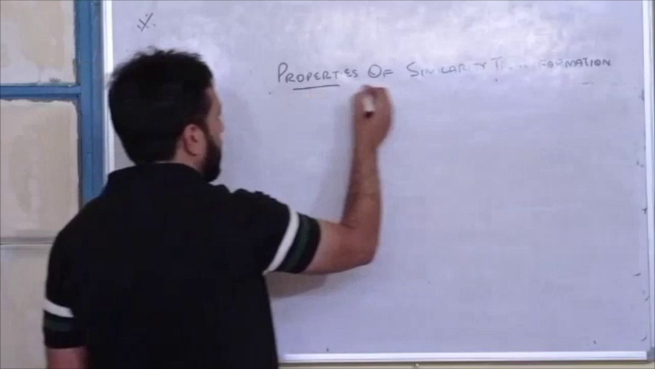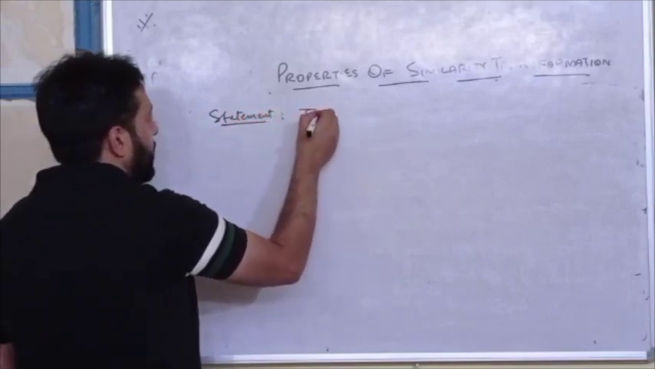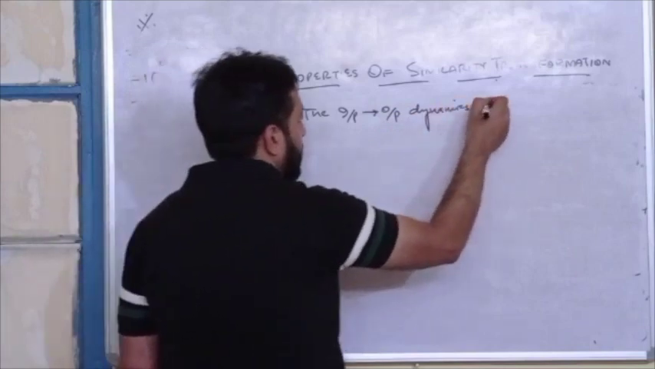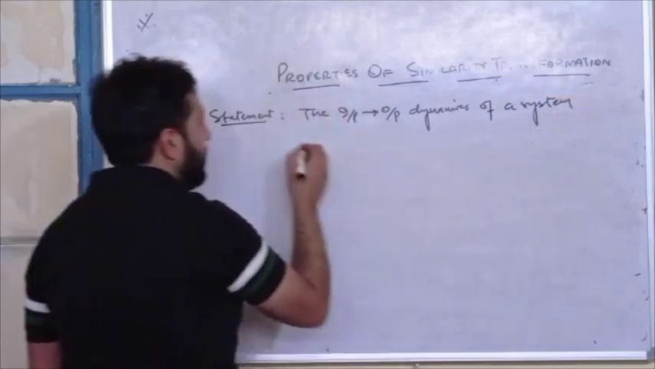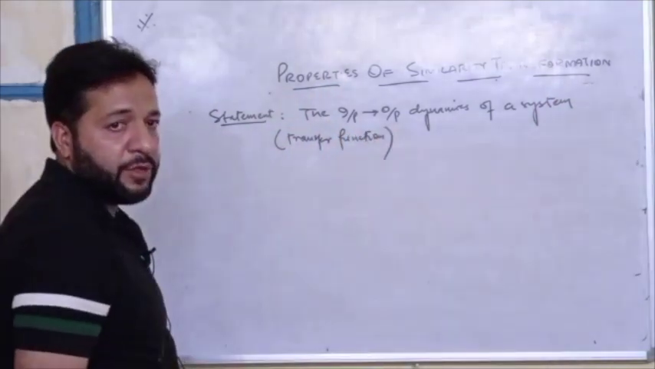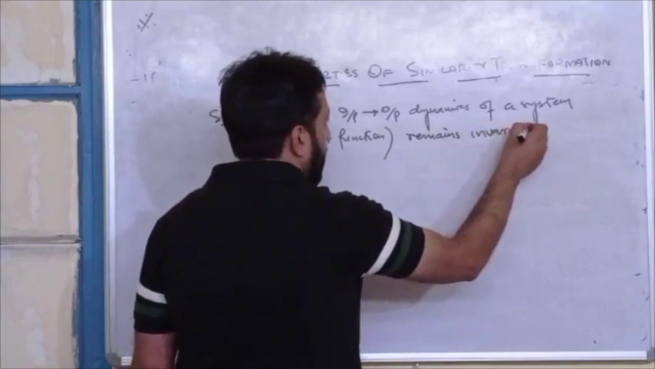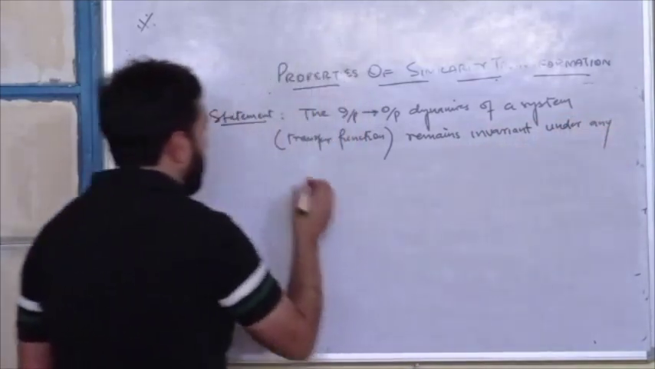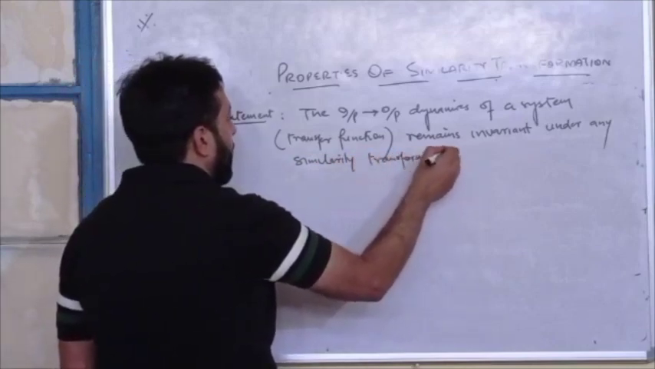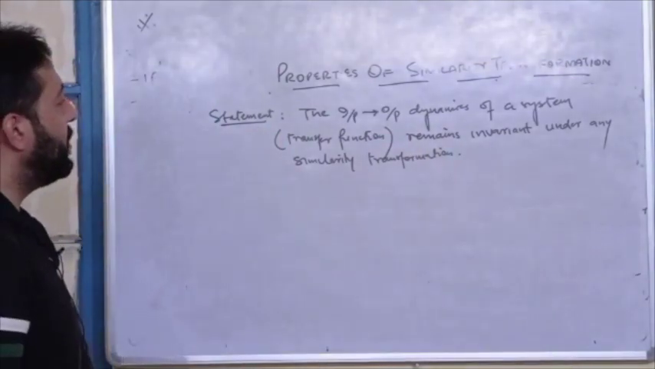I make another statement. The input output dynamics of a system, which actually means the transfer function, remains invariant under any similarity transformation. ठीक है? The input-output dynamics of a system remains invariant under any similarity transformation.